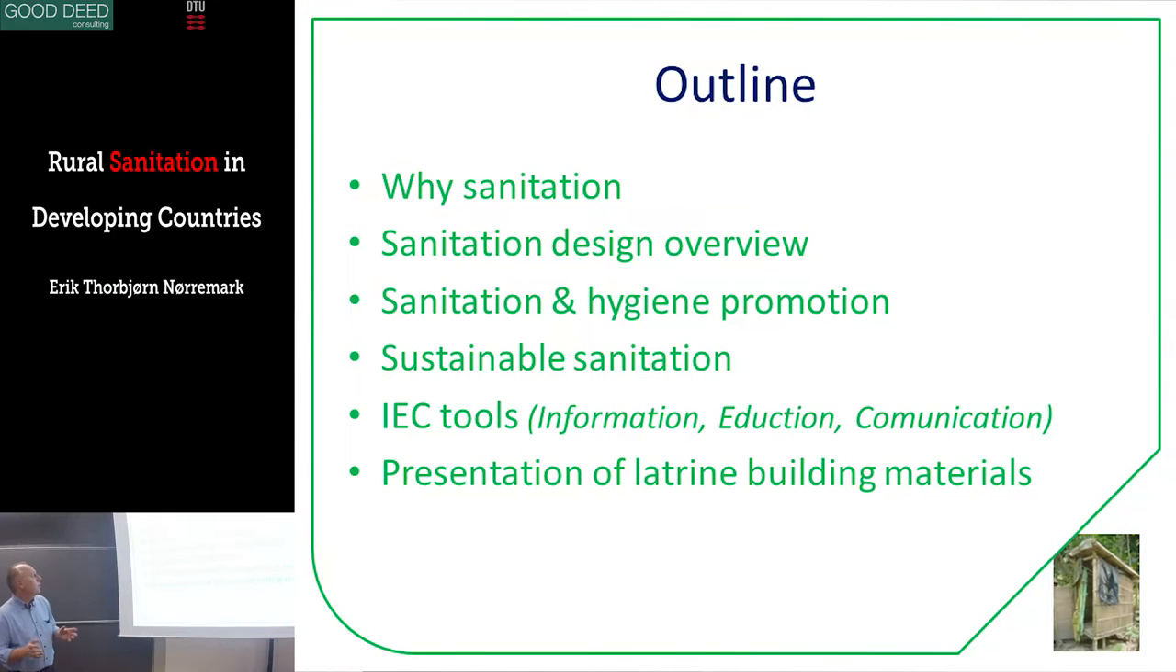Well, we want to know why do we need to have sanitation? So we all understand the objectives. Then we look into the designs. What kind of designs do we have? How is the link between sanitation and hygiene? Why doesn't it work just to build latrines? Why do you need to combine it with hygiene education? And then we have something about sustainable sanitation, and we have this about IEC tools. It's information, education, and communication. It's a special toolbox for how to communicate with stakeholders. And then we have a short presentation of latrine building materials, so you can have some idea about the prices.